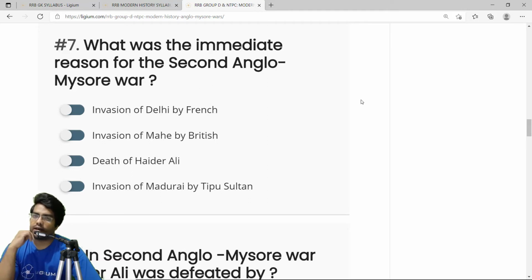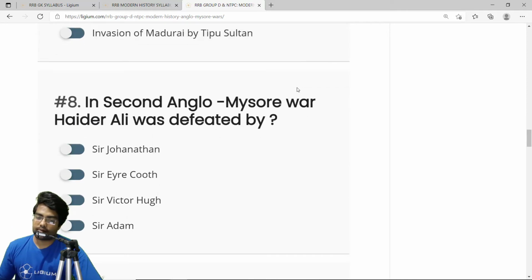Now you should understand that the French and the Mysorean kingdom were on good terms, and Mahe was controlled by the French. The Britishers decided to invade Mahe, and that is why it annoyed Hyder Ali, and that is why the Second Anglo-Mysore War started. So the correct answer is invasion of Mahe by the Britishers.